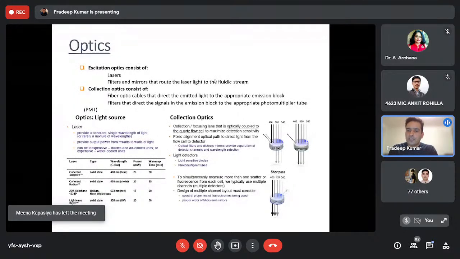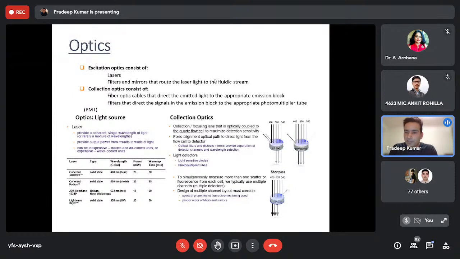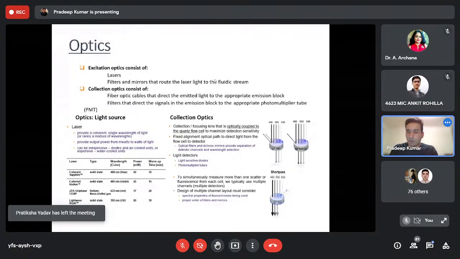The first image you can see says LP500. It means it is a long pass 500. Wavelengths of light more than 500 will pass through it, and less than 500 wavelength it will block.